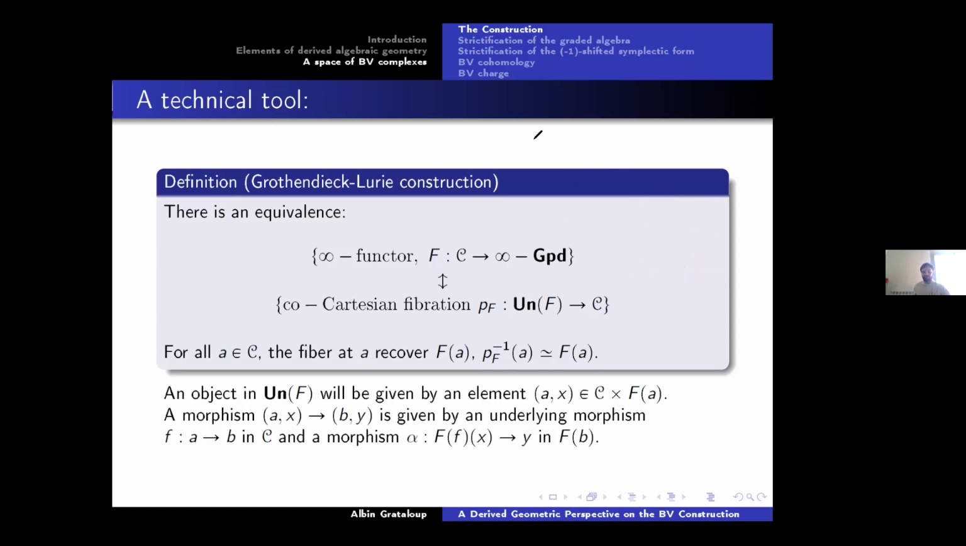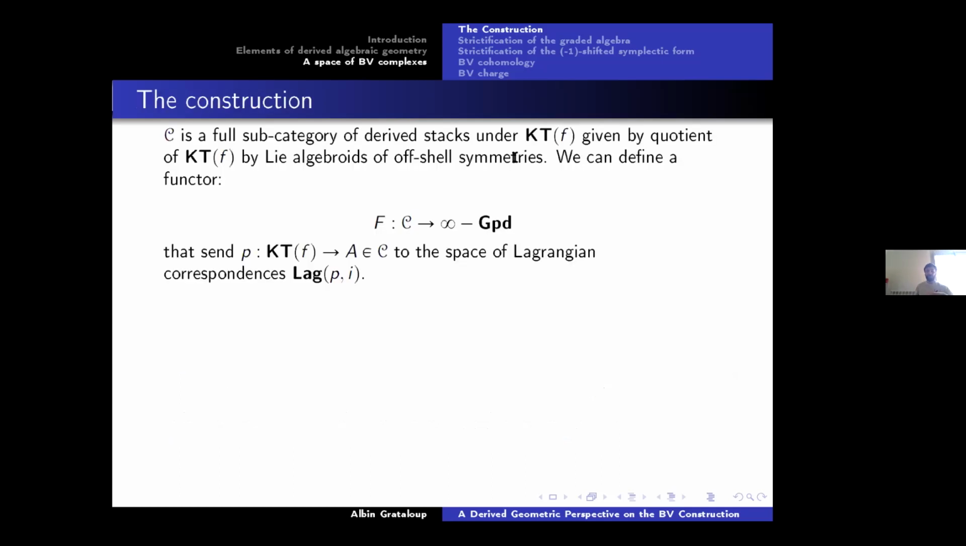And now I'm going to define my C to be the full subcategory of the RAS cap under KTF. So basically, all these algebras A, which are quotients of KTF by some Lie algebroid of off-shell symmetries. And they always sit under KTF through the natural projection.